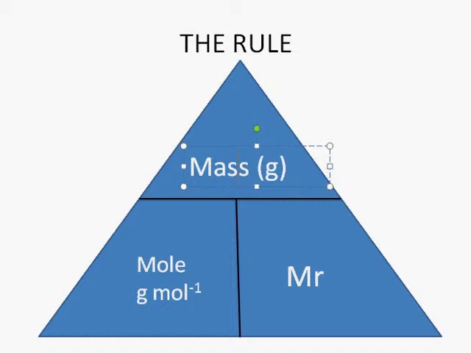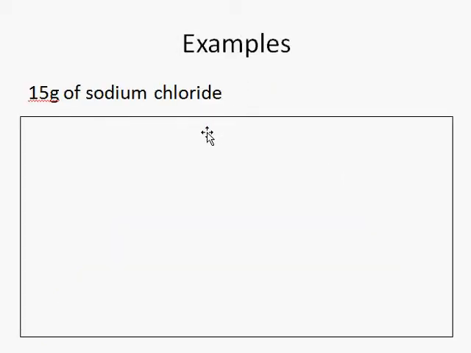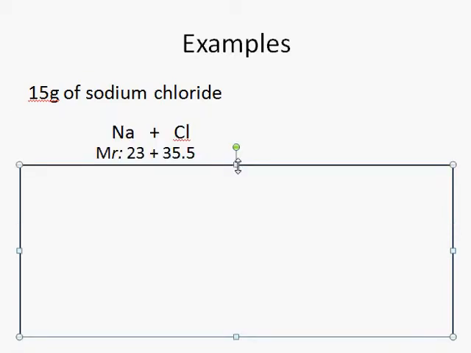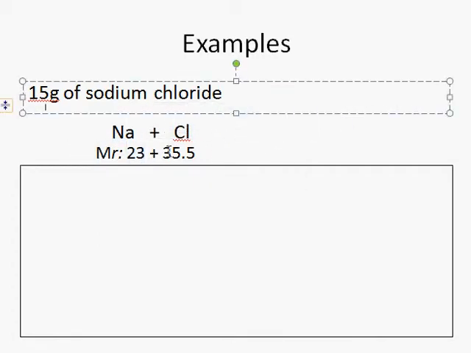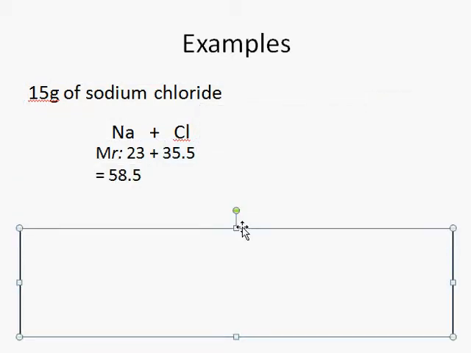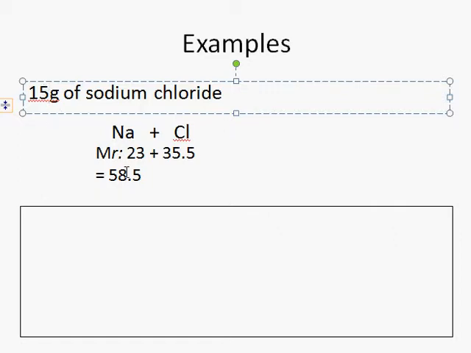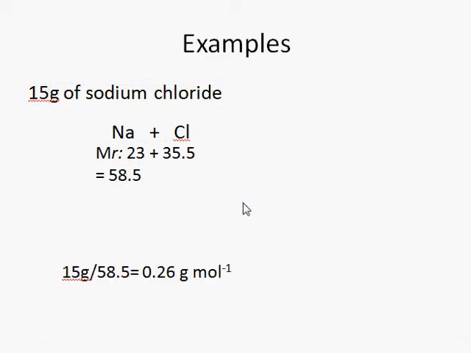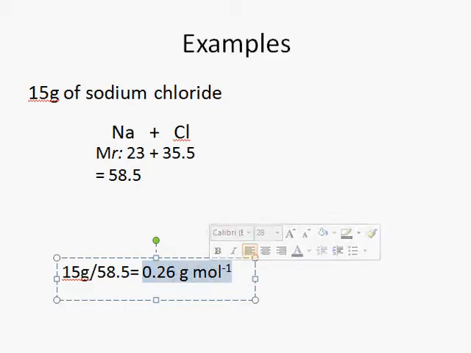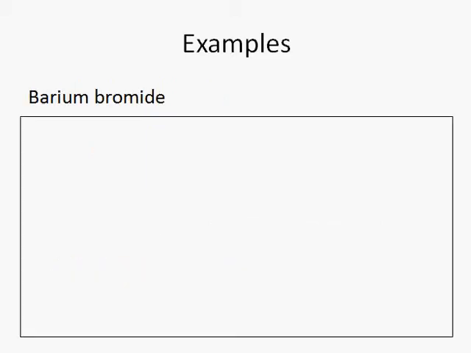Like in the examples here, if we have 15 grams of sodium chloride, which is table salt, and we want to find out the moles, what we need to do first is find out the Mr. Now, sodium's relative atomic mass is 23. If we add that to chlorine's, we will get 58.5. So we have the Mr and the mass. All we need to do now is divide the mass by the Mr, and we should get 0.26 moles.